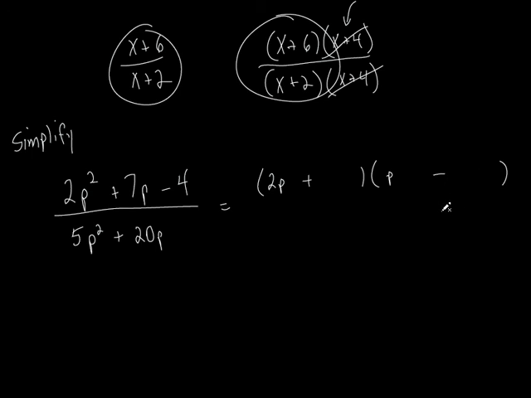Let's try 4 and 1. Let's see if that works. So let's try the outside. The outside is negative 2. The inside is positive 4. That still doesn't work, does it? Let's try switching the signs around. Let's see if that works. Let's try that and that. That's positive 2, negative 4. Now, that only changed the sign.